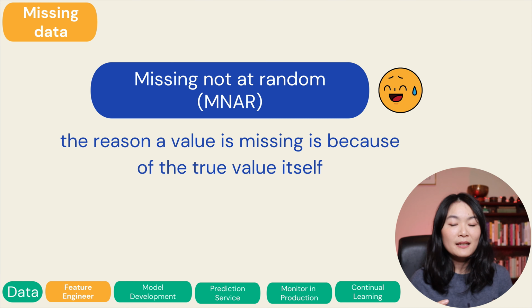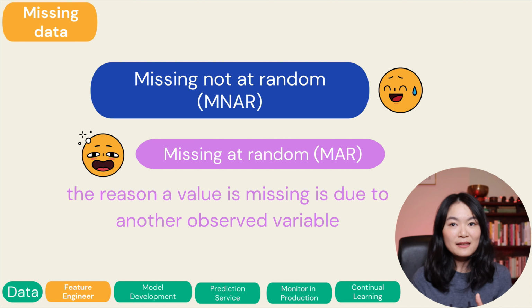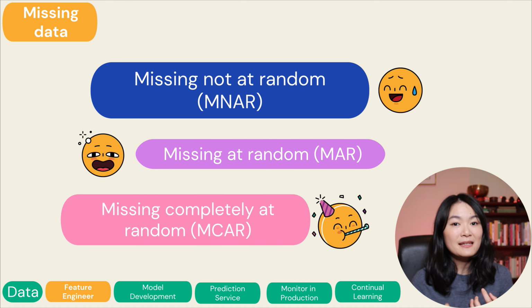Missing not at random is where the reason a value is missing is because of the true value itself. For example, high-income respondents don't want to disclose their income, that's why it's missing. Missing at random is when the reason a value is missing is due to another observed variable. For example, female respondents don't like to disclose their age. Missing completely at random is when there is no pattern to when the value is missing. People use deletion or imputation to deal with missing values.